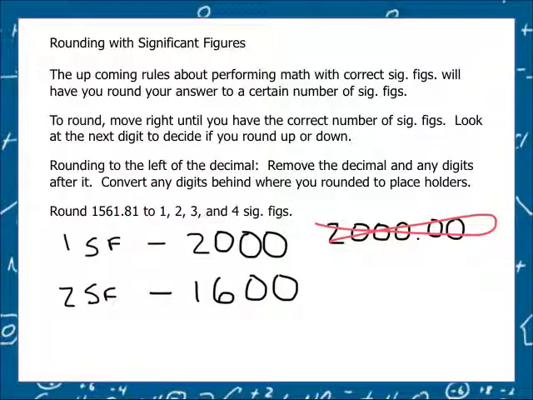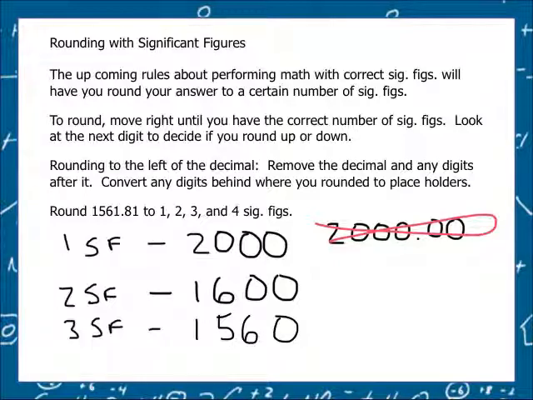3 significant figures. 3 sig figs. And so my 3 sig figs are the 1, the 5, and the 6. I'm going to look at the 4th one, not going to keep it, but it informs the rounding of the one that I am going to keep. 1 does not round up, so I'm going to have 1, 5, 6, and just one placeholder 0.